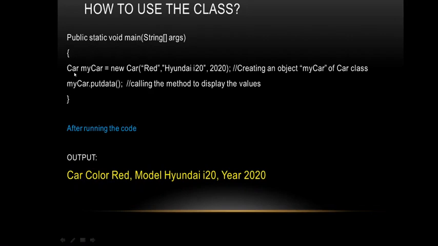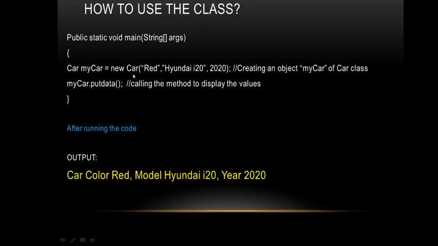We have Car myCar = new Car("red", "Hyundai i10", 2020). So using this statement we are creating one object which is known as myCar. myCar is nothing but the object of class Car. This is the class, and this new actually will call the constructor of the class. That means a new object will be created.